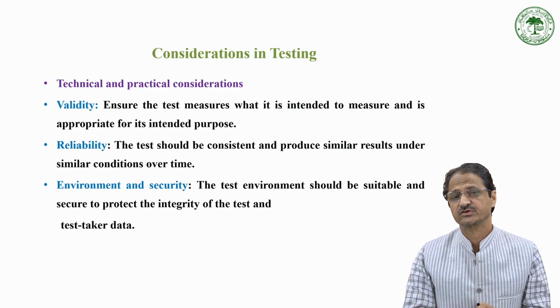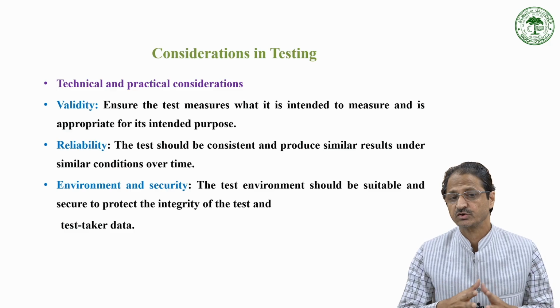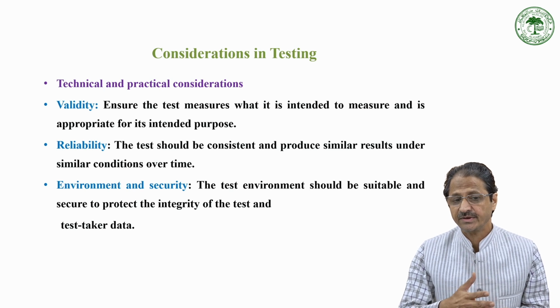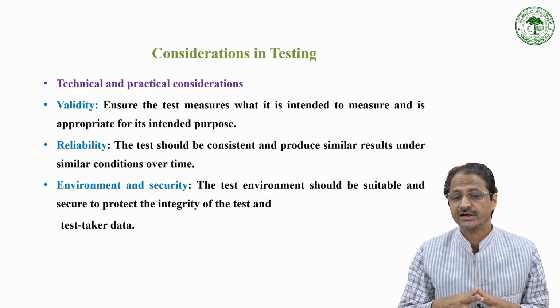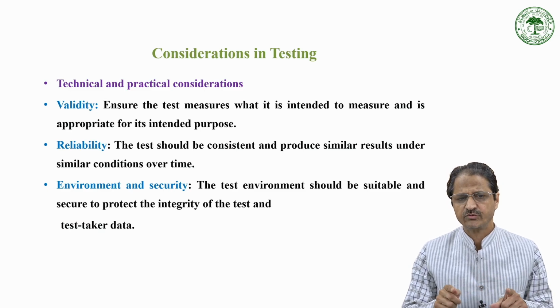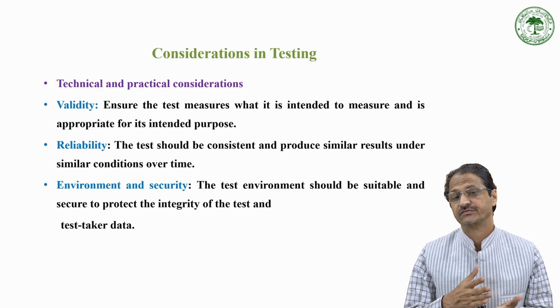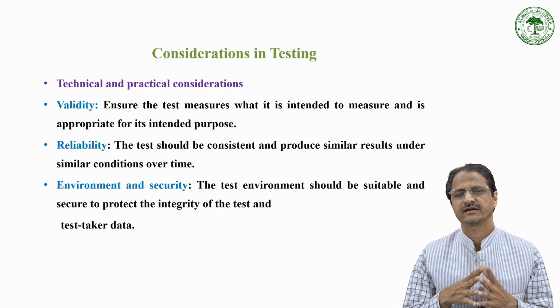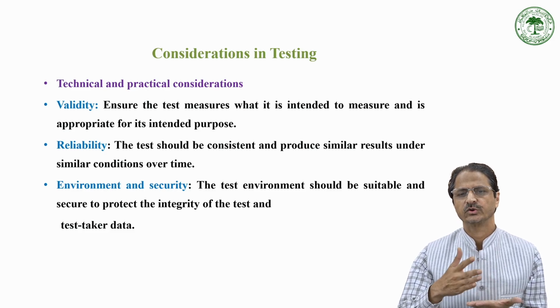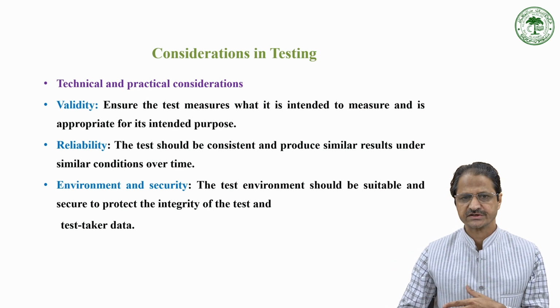Technical and practical considerations are also very important. Number one, validity and reliability, environment and security. Ensure validity, that the test measures what it is intended to measure. We have just explained that. The test must be valid and reliable. Environment and security means the test environment should be suitable and secure to protect the integrity of the test and the test taker both. We have to create an environment of psychological safety and security in the classroom. That is very important. We should have a good rapport with the students and tell them that this test will be conducted on them, and they have to give free and frank responses. And this information will be considered confidential.